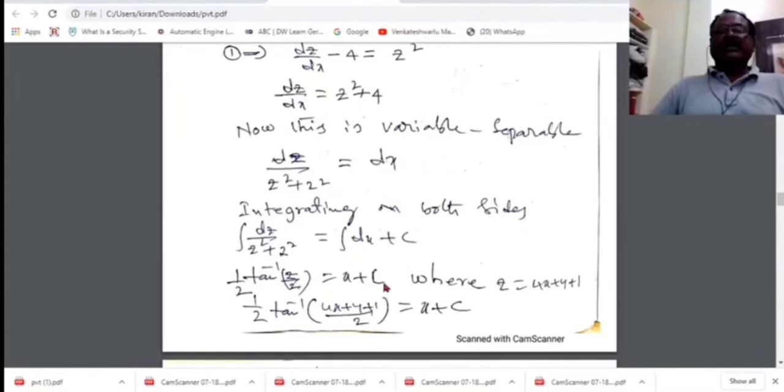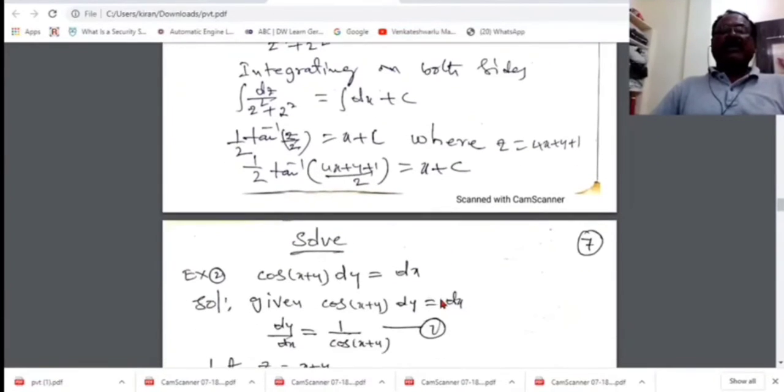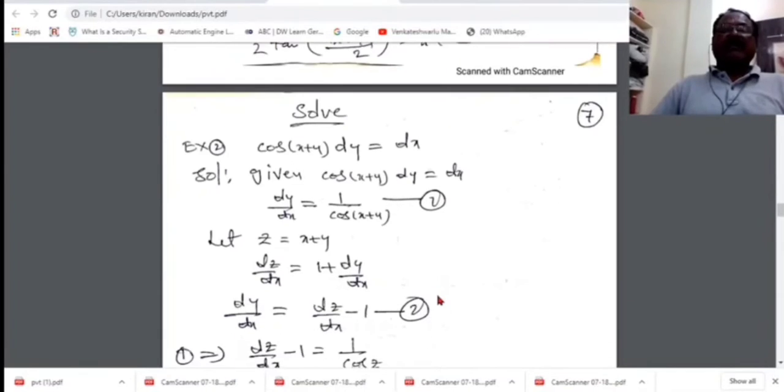C is the integration constant, where z is equal to 4x plus y plus 1. Now substitute the z value 4x plus y plus 1: 1 by 2 tan inverse of (4x plus y plus 1) by 2 is equal to x plus c. This is the required solution of the given differential equation.